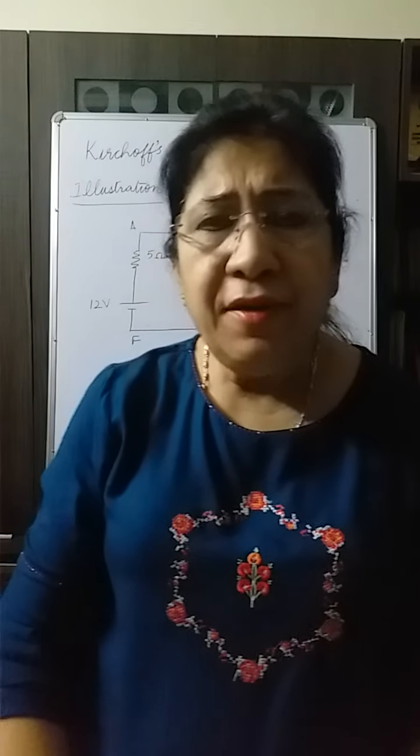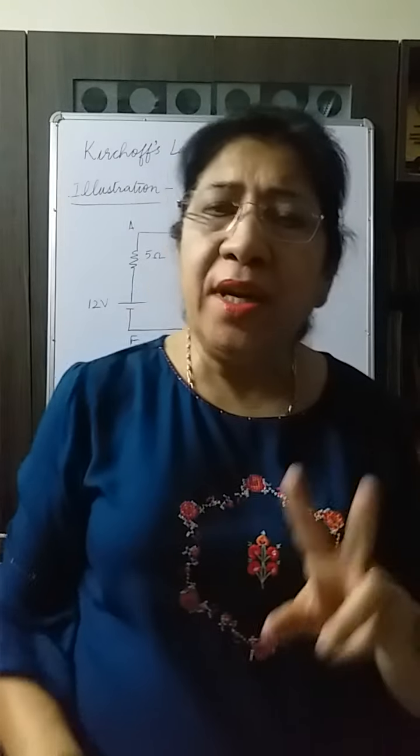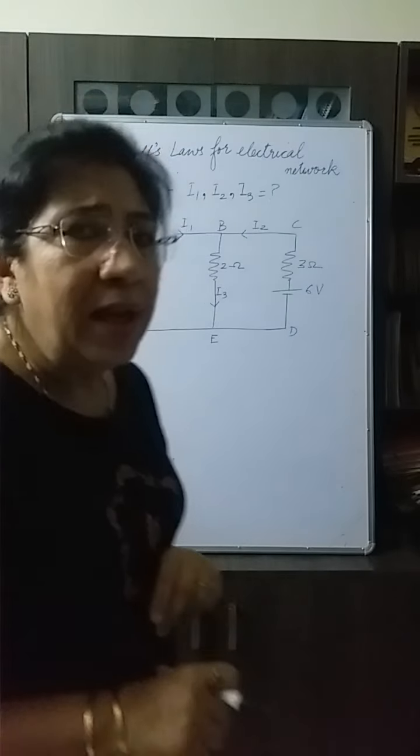In case the current directions are not given, we have to mark the directions of the current ourselves. I will show you that also. First let us see the circuit. We have three unknown quantities here, I1, I2 and I3. This means we need three equations.